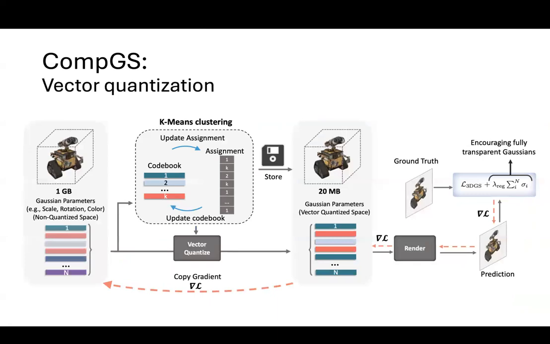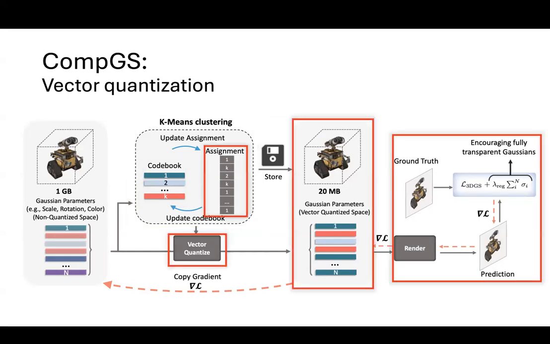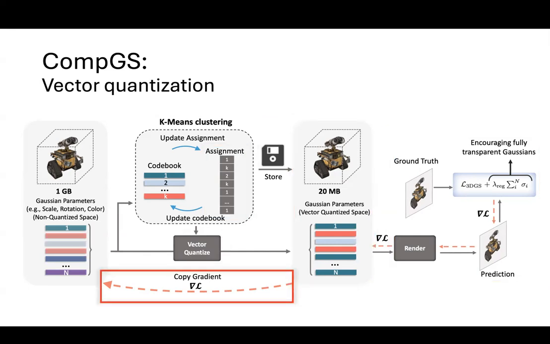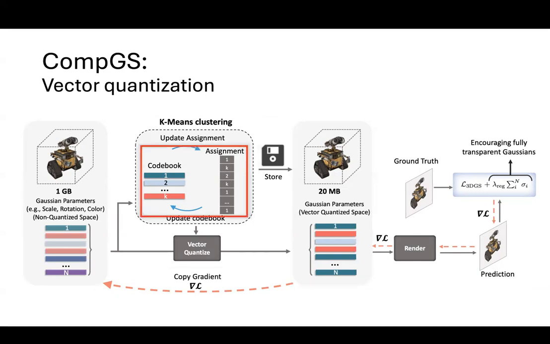Here is how our method CompGS works. Considering each Gaussian as a vector, we perform k-means clustering to represent n Gaussians in the model with k cluster centers. Each Gaussian is then replaced by its corresponding code for rendering and loss calculation. The gradients with respect to centers are copied to all the elements in the corresponding cluster, and the non-quantized versions of the parameters are updated. Only the codebook and code assignments for each Gaussian are stored and used for inference.